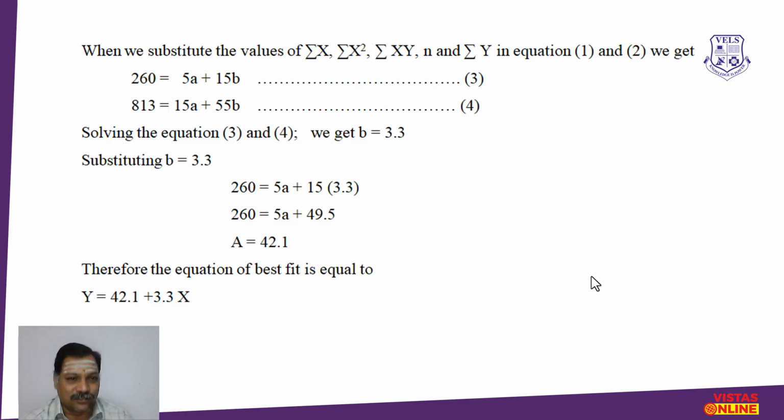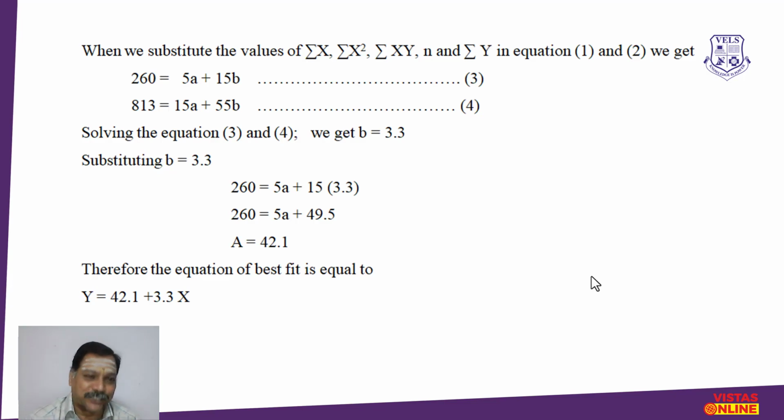We can solve these two equations. In the third equation, it is 5a. In the fourth equation, it is 15a. In order to equalize these two a values, multiply the third equation by 3. What will happen? 260 into 3, 780. 5a into 3, 15a. And 15b into 3, 45b. So the third equation will become 780 equal to 15a plus 45b.